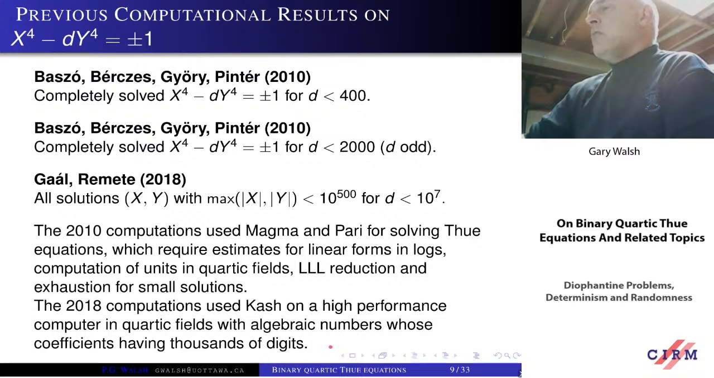And similarly in 2018, I believe they used Kash on a high performance computer, and the algebraic numbers that came up in the computation had thousands of digits and required quite a bit of computation to get that work done.